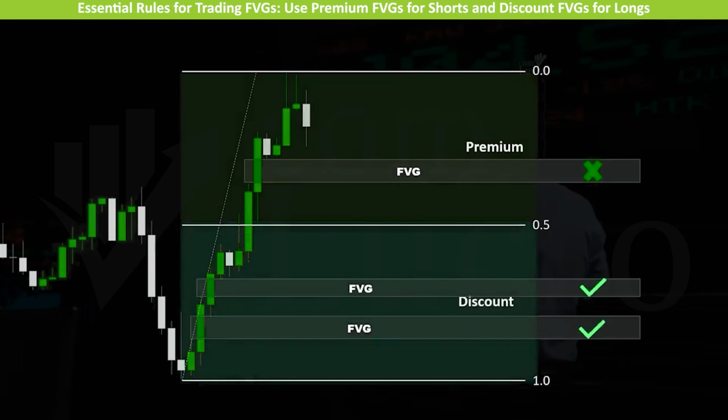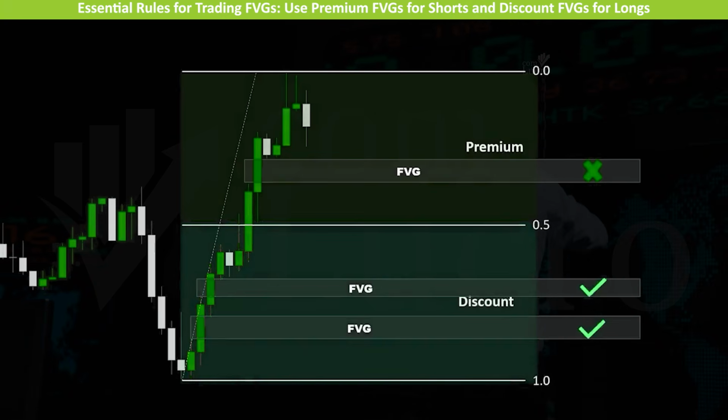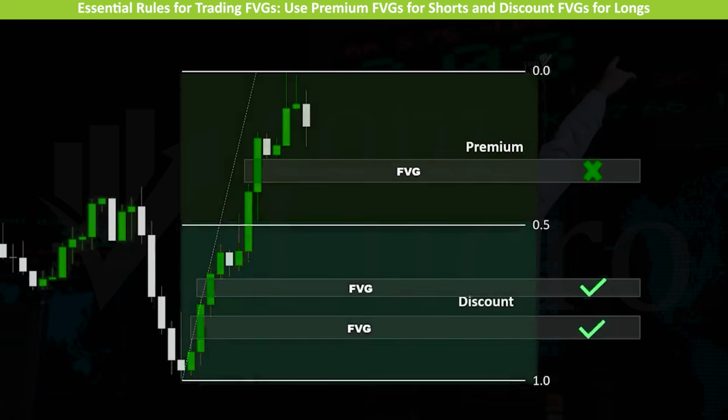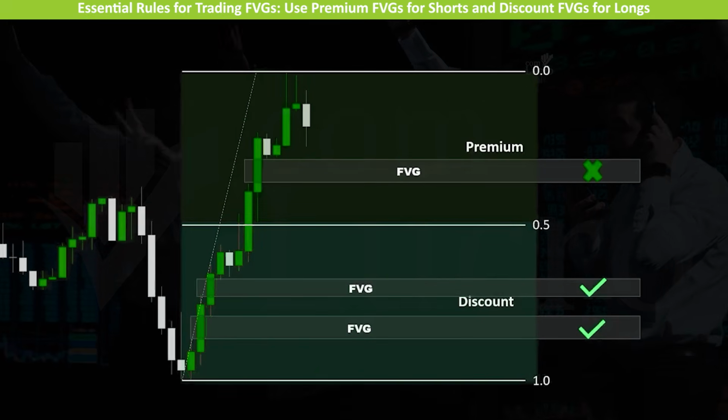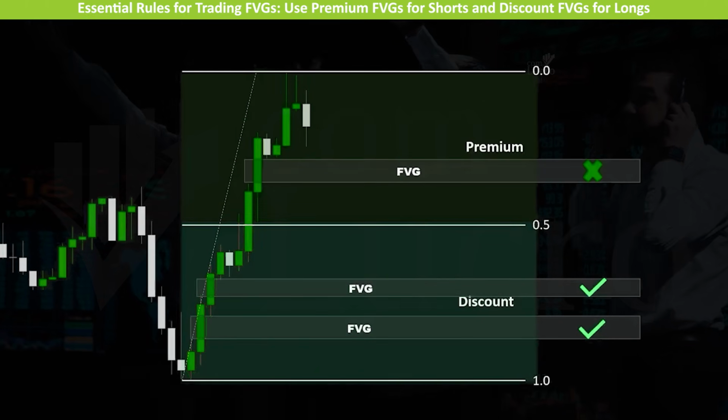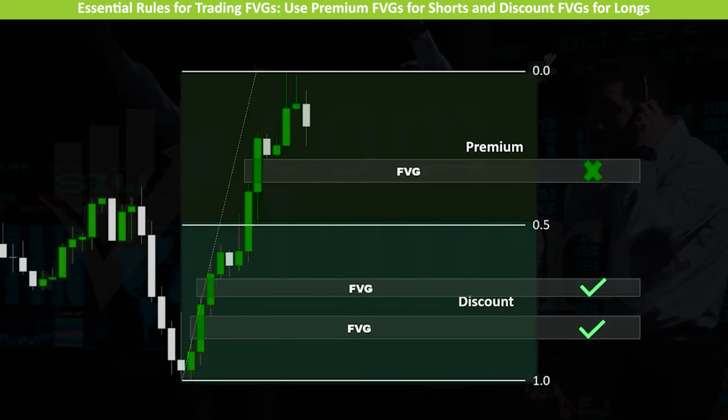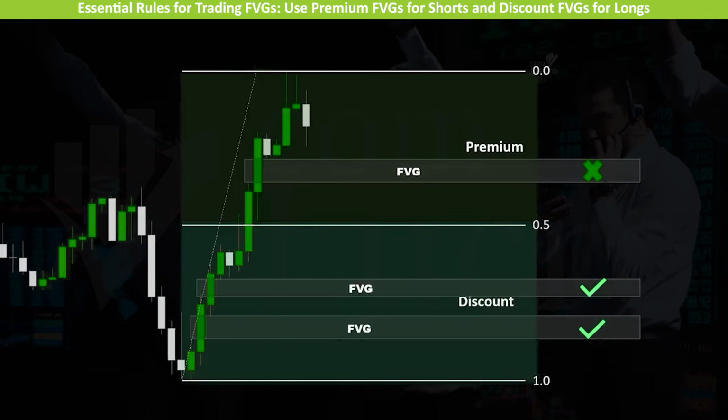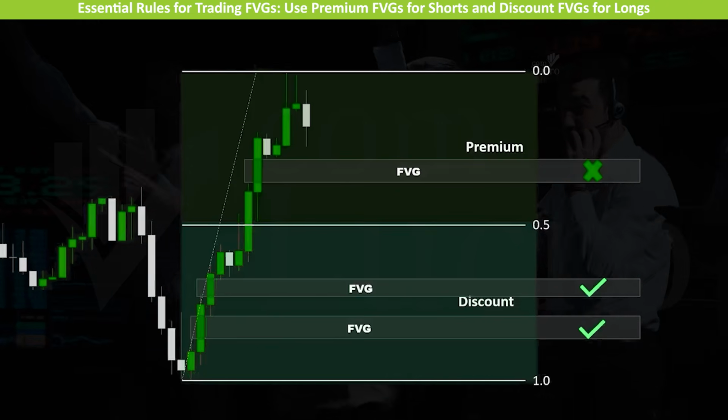Rule number 2. In a bearish market, our focus should be exclusively on fair value gaps situated in the premium zone when seeking to initiate short positions. Conversely, in a bullish market, our attention should be directed solely toward fair value gaps positioned in the discount area to execute long positions.